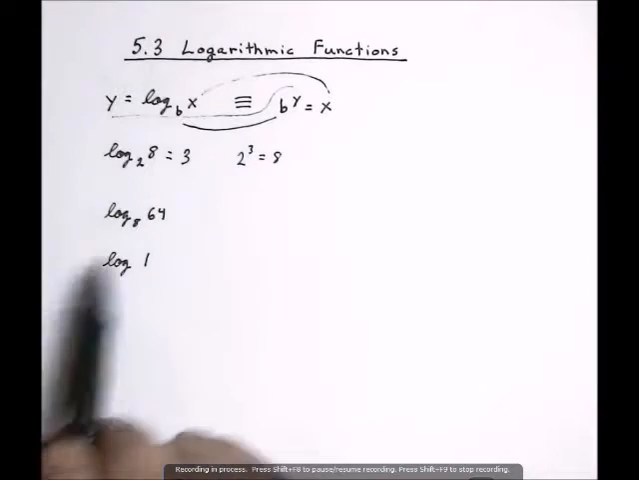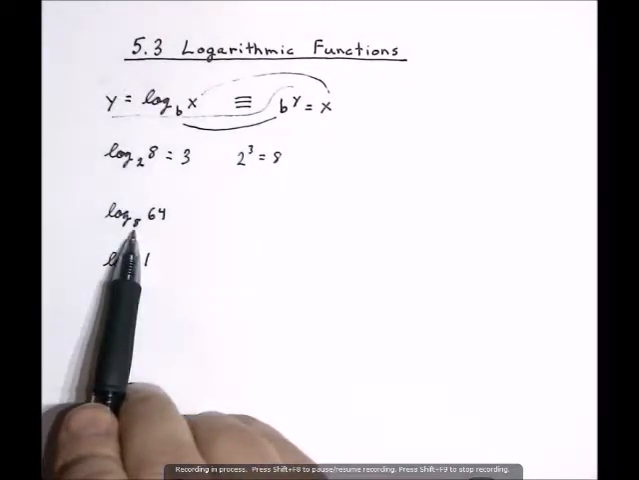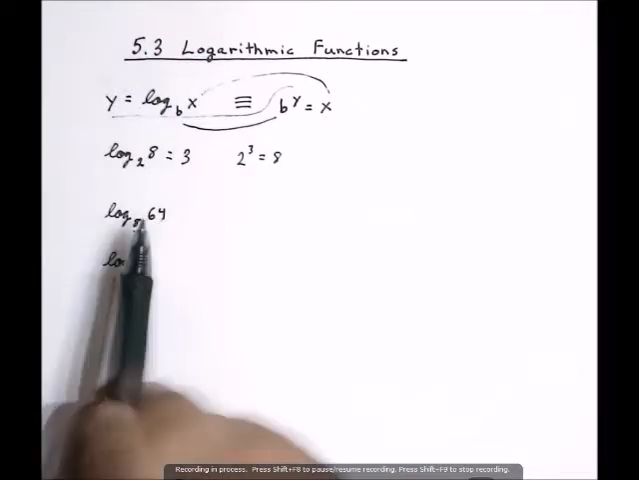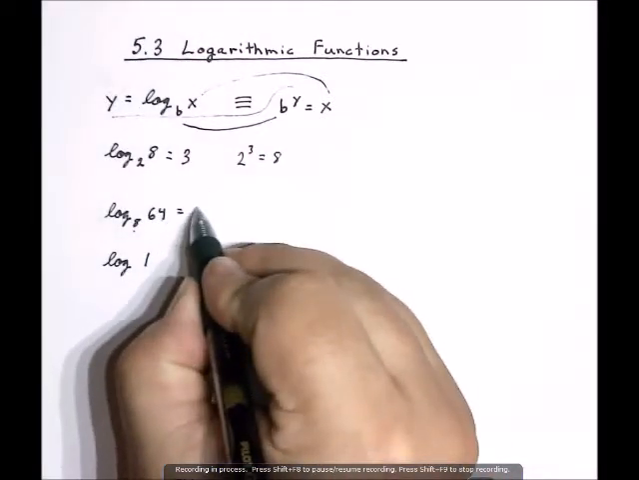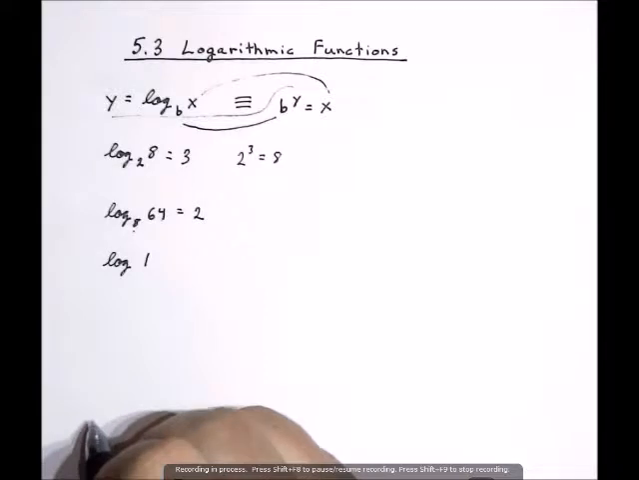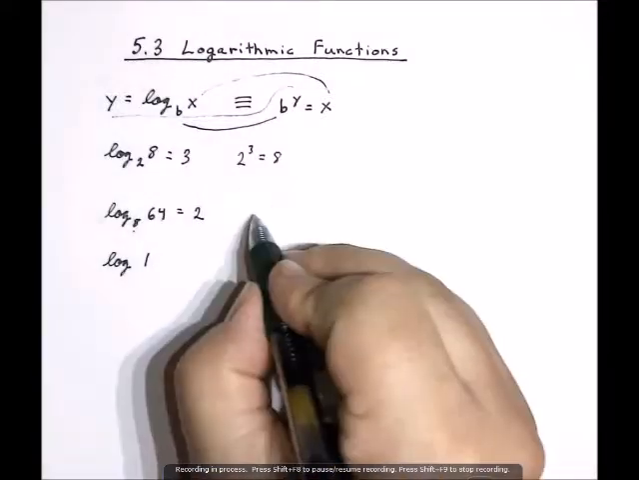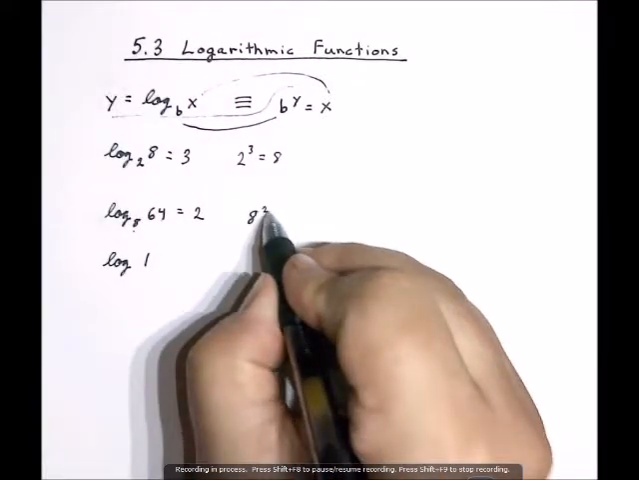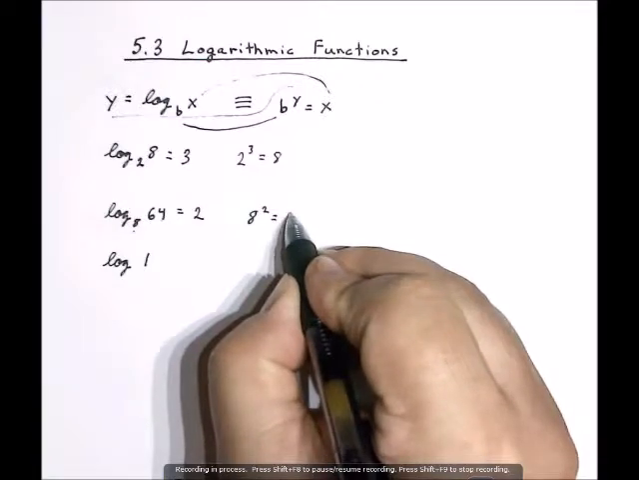Similarly here, we're asking what you need to raise 8 to make it 64, which is just 2. And again, if I wanted to write that in exponential form, 8 squared equals 64.